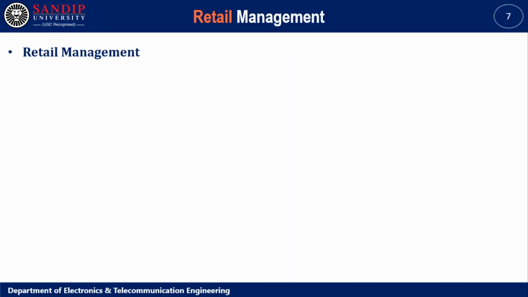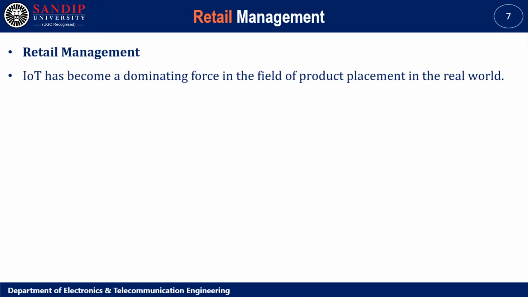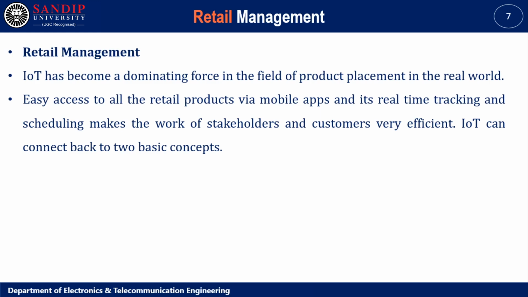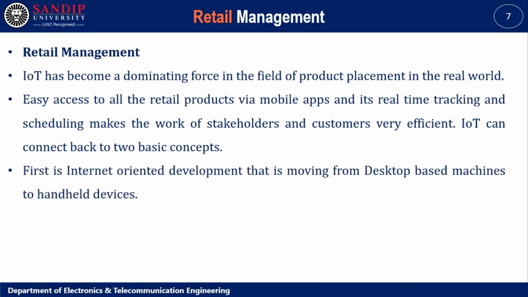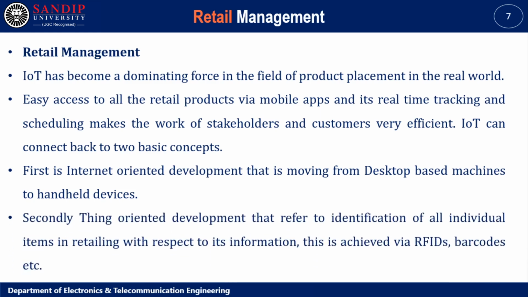Retail management. IoT has become a dominating force in the field of product placement in the real world. Easy access to all the retail products via mobile app and its real-time tracking and scheduling makes the work of stakeholders and the customers very efficient. IoT can connect back to two basic concepts. First is internet-oriented development, that is moving from desktop-based machines to handheld devices. Secondly, thing-oriented development that refers to identification of all individual items in retailing with respect to their information. This is achieved via RFIDs, barcodes, etc.